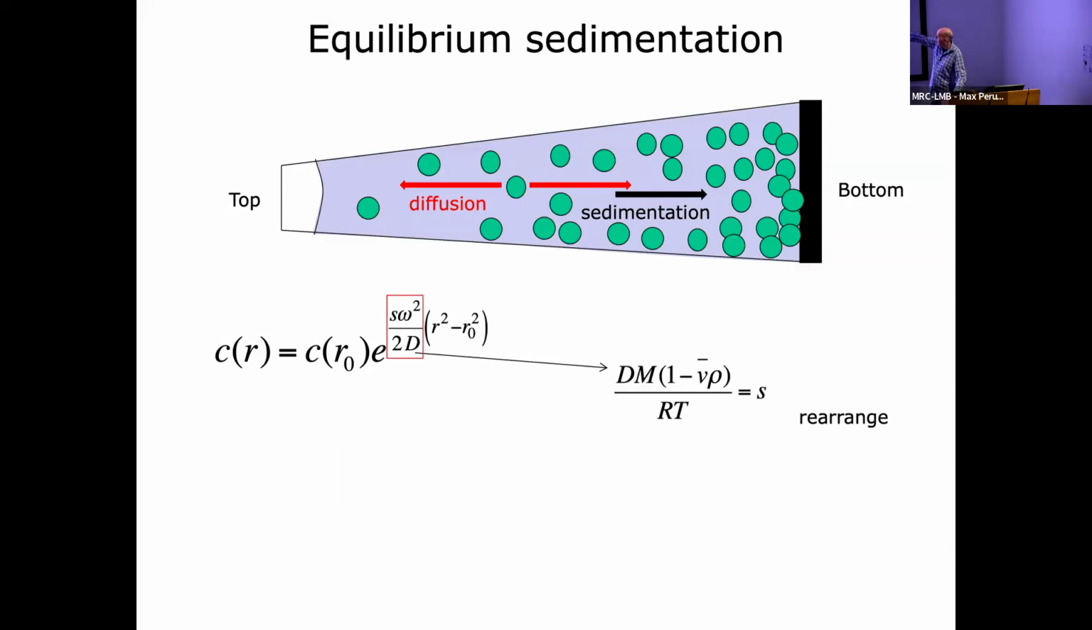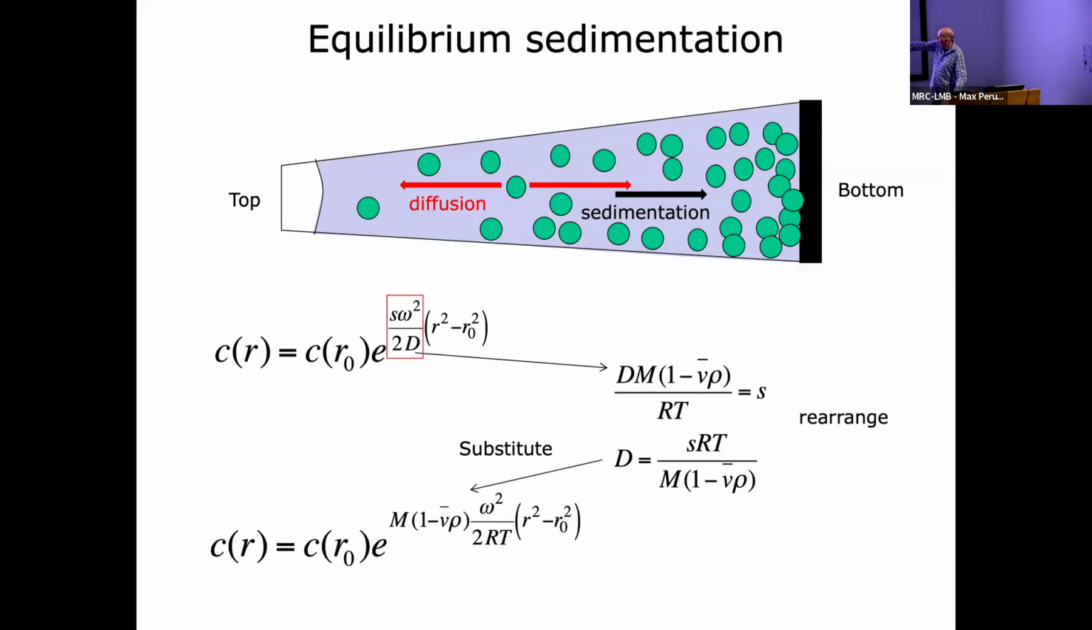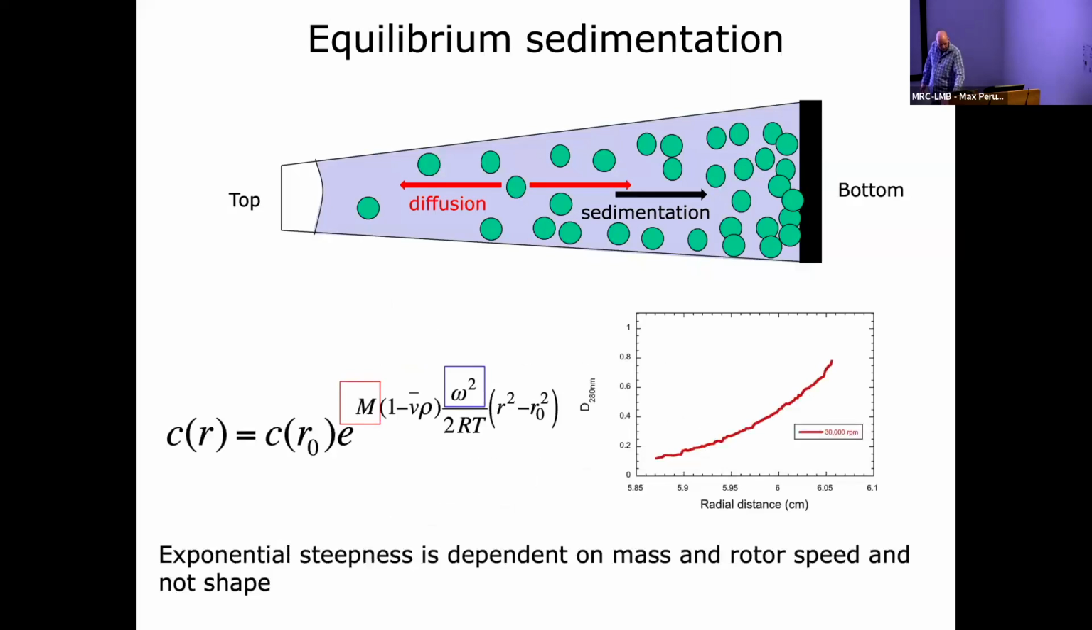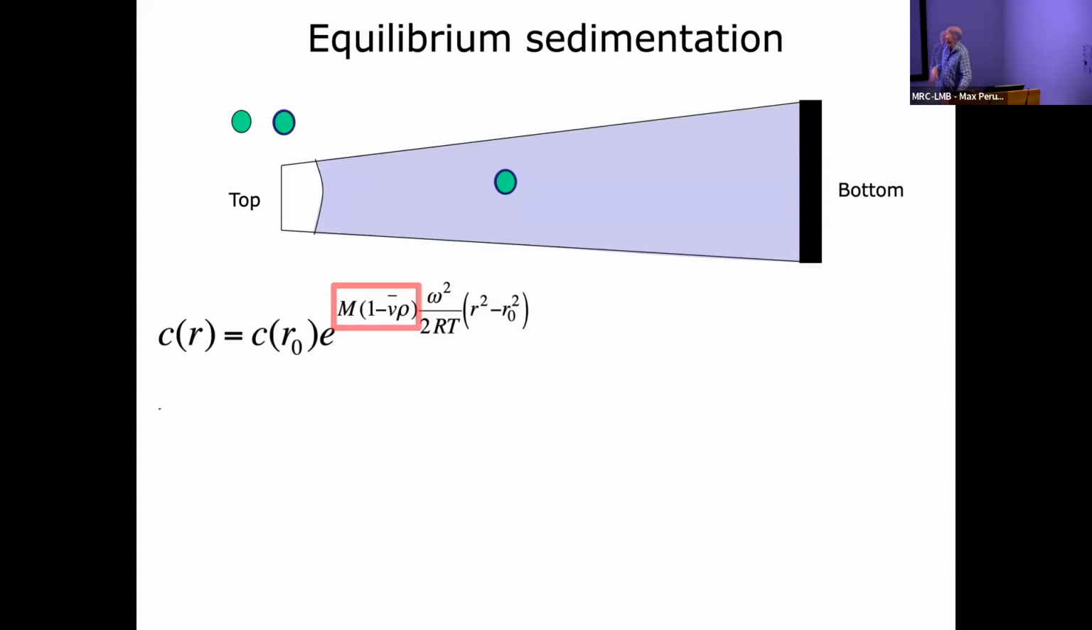So let's get rid of the diffusion. If we substitute that in, we can rearrange, and now we've got an equation that relates the concentration that we see to the mass, the angular speed of the rotor, the gas constant and the temperature, and the radius. So it's quite a simple exponential to solve. The exponential steepness is dependent upon the mass and also how fast you spin things.